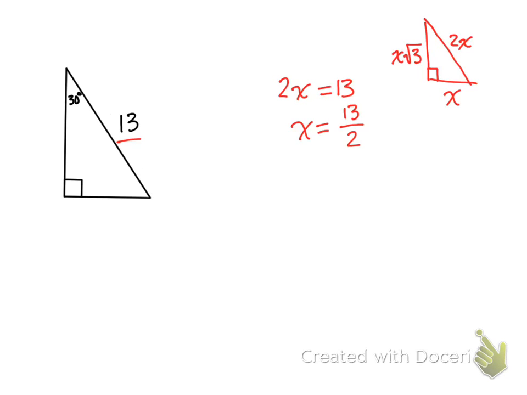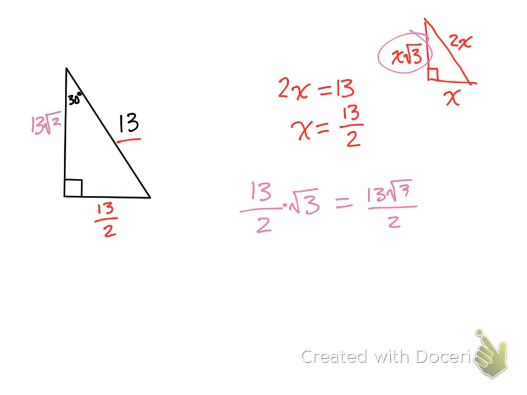Another way I ask this sometimes to my students, I say, okay, if we know what 2x is, how do we get from 2x to x? Well, we have to divide by 2 to get from 2x to x. So x is 13 over 2. And to find our other side length, we need to multiply by the square root of 3. So 13 over 2 times the square root of 3. Well, we can just think of that as 13√3 all over 2. So this side's 13√3 over 2. And that's how we solve our 30-60-90s.